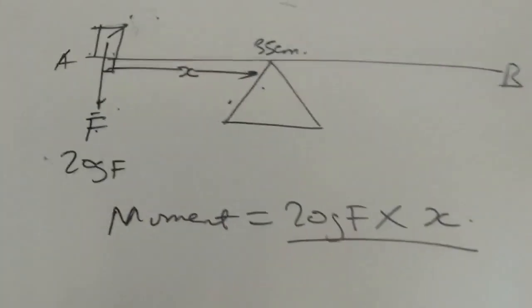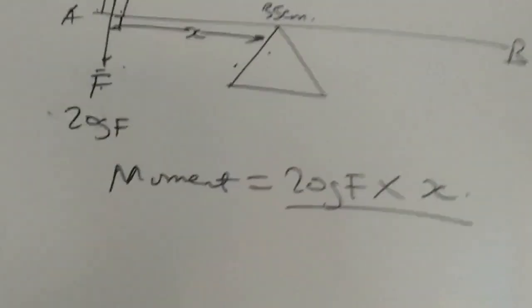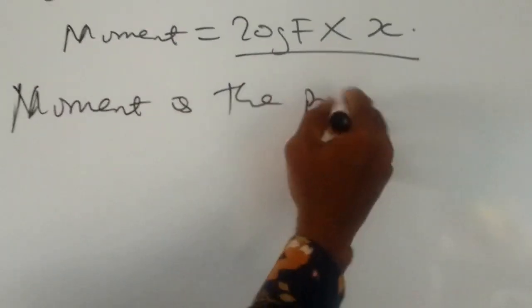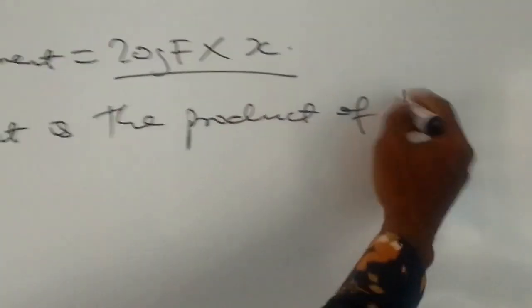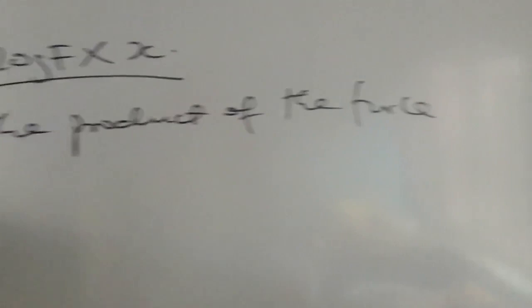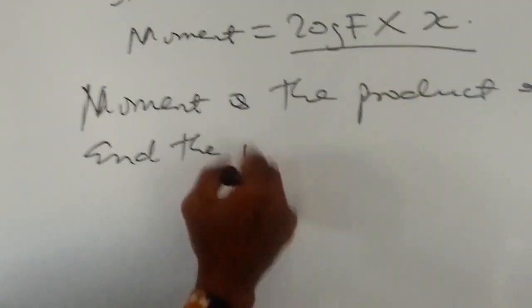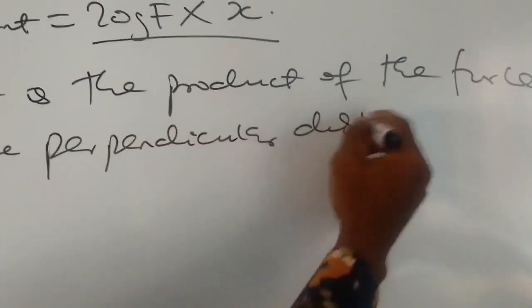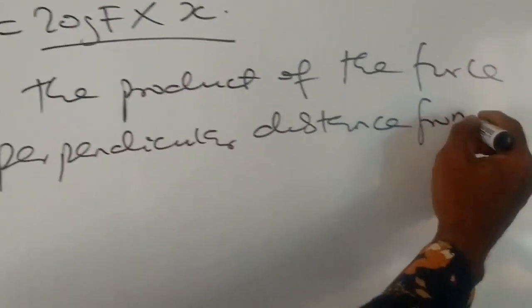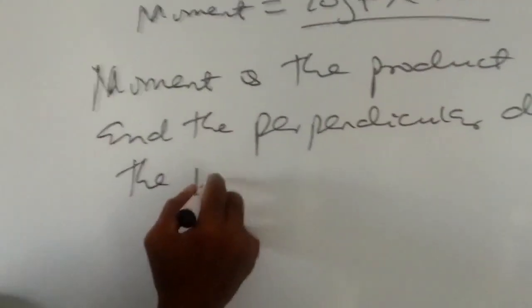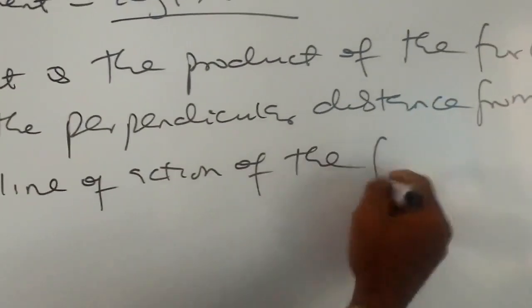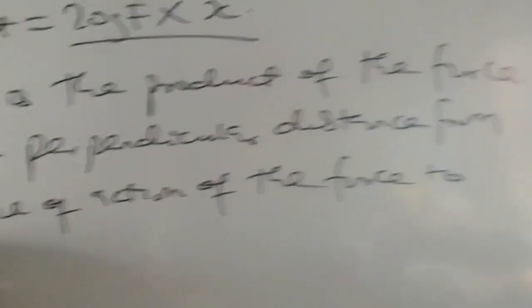So in physics, how do we define moment? We say that moment of a force is the product of the force and the perpendicular distance from the line of action of the force to the pivot.